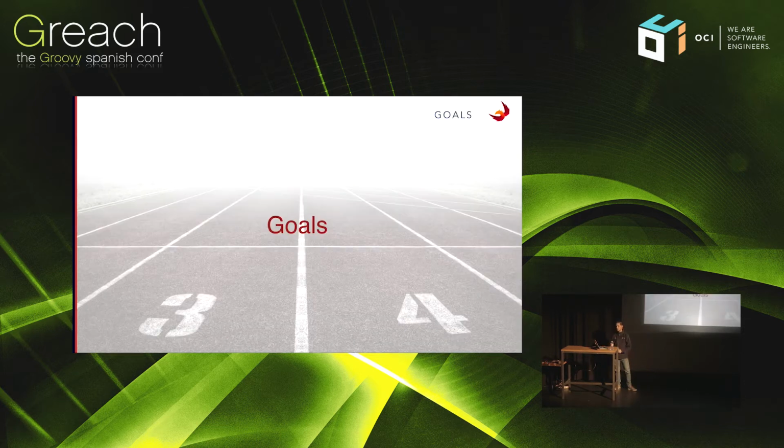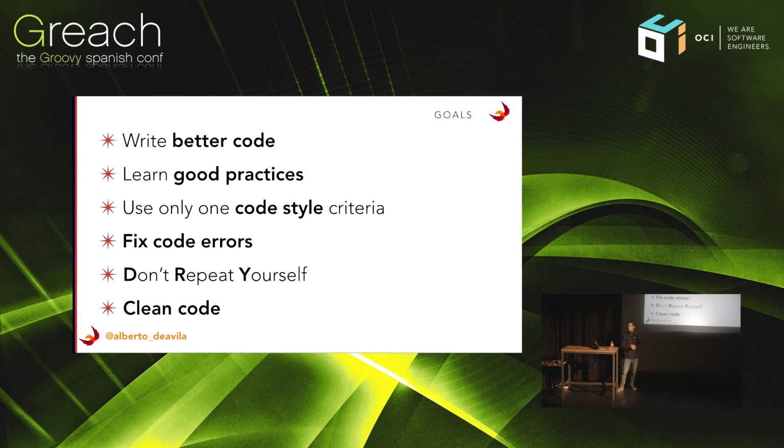So let's start with the goals of this talk. The main objectives of the use of Codenarc are to write better code, of course. Always writing better code is a good thing. Learn good practices programming with Groovy. Use only one code style criteria because sometimes the projects are big and there are too many workers and programmers inside. Fix code errors, because with Codenarc we can fix code errors before deploying the applications to production. Try not to repeat code, following the don't repeat yourself philosophy, and apply the clean code culture.